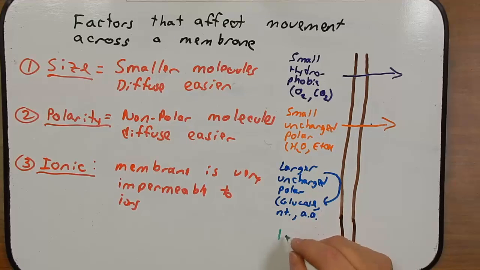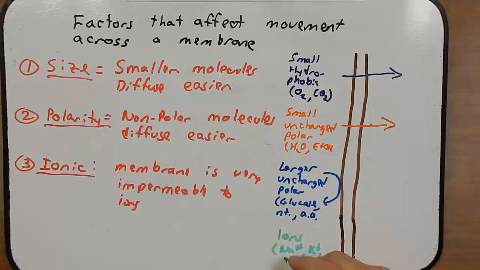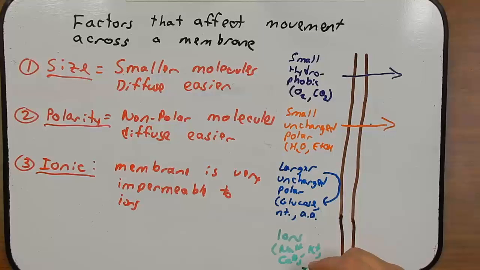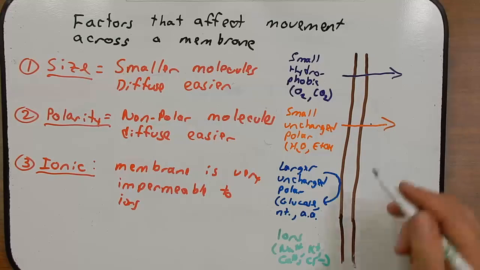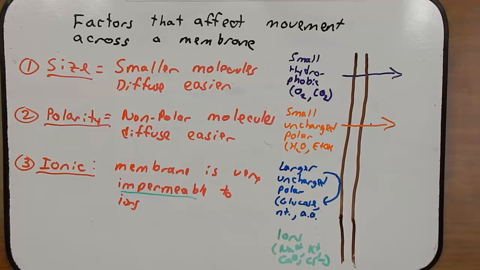And lastly, let's consider our ions. These could be sodium, potassium, calcium, chloride, and lots of others. And even though these are very small molecules, this membrane is impermeable to ions. So they will not be able to diffuse across the membrane. Not easily get across. They will be able to get across, but they will require special proteins to help them get across, which we'll talk about in just a moment.